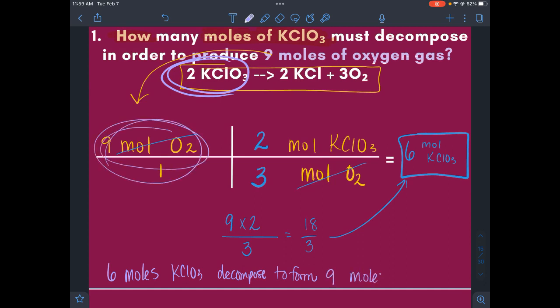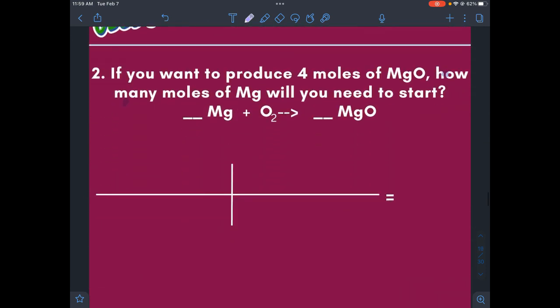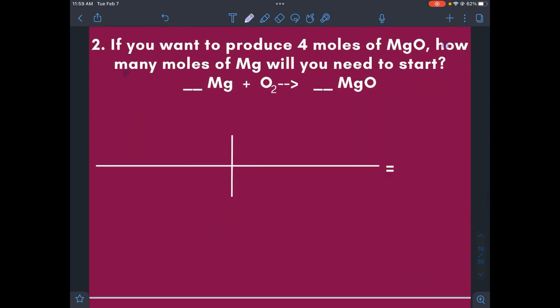9 moles of O2. Okay, so when you're getting your answer, it's important to think about what your answer means. In this case, in order to get 9 moles of O2 produced, we needed to decompose 6 moles of KClO3. All right, great job. Let's try another one. If you want to produce 4 moles of MgO, how many moles of Mg will you need to start?